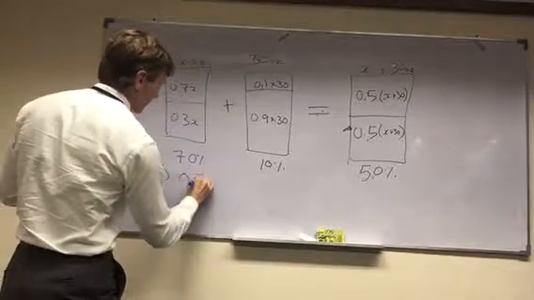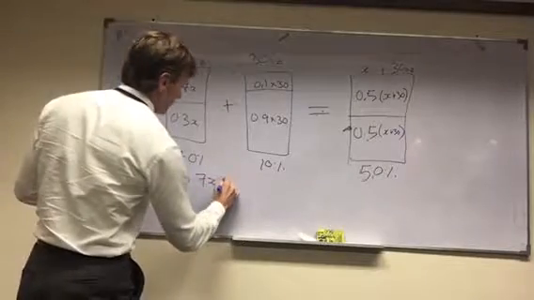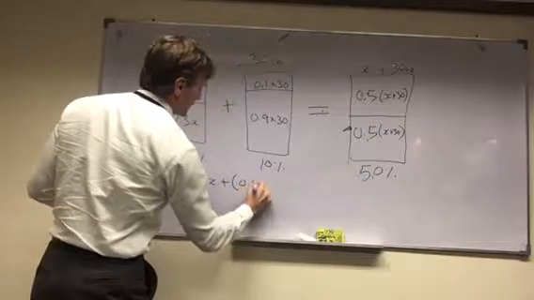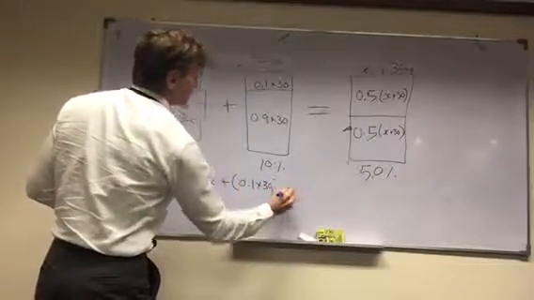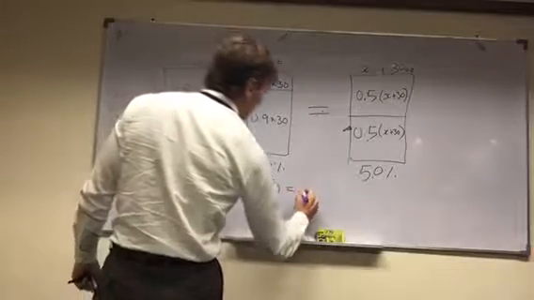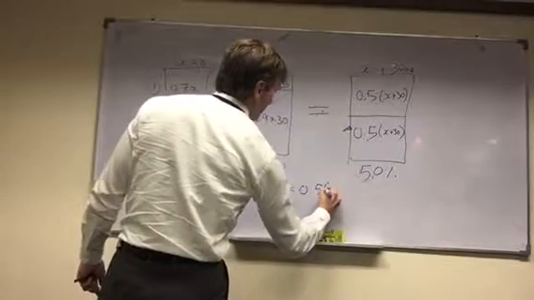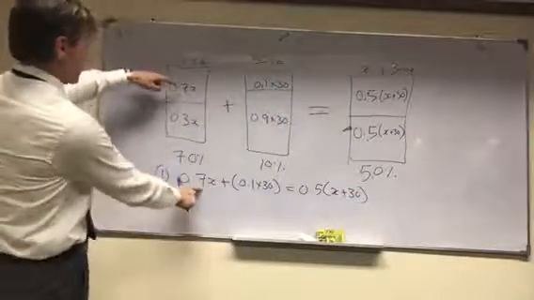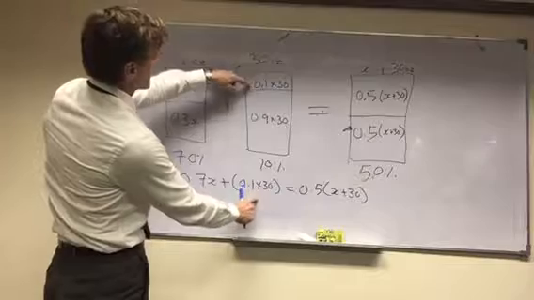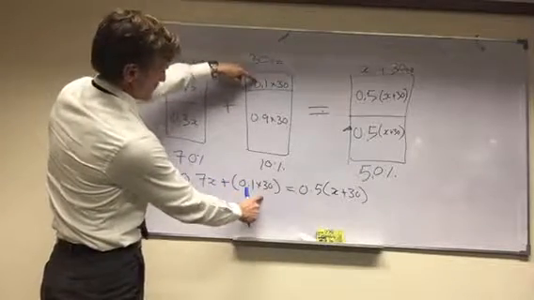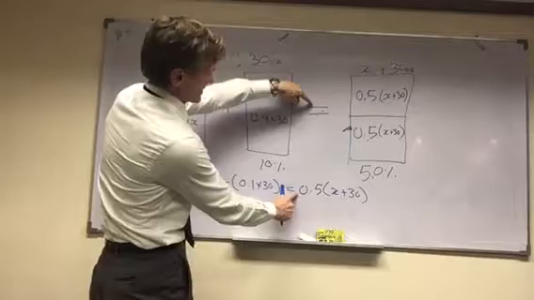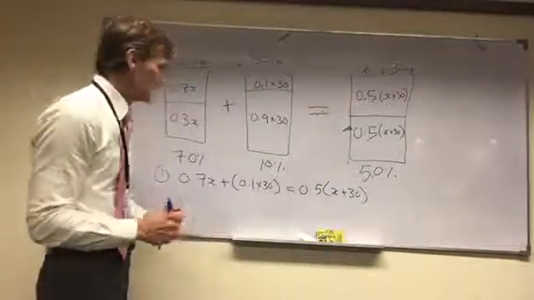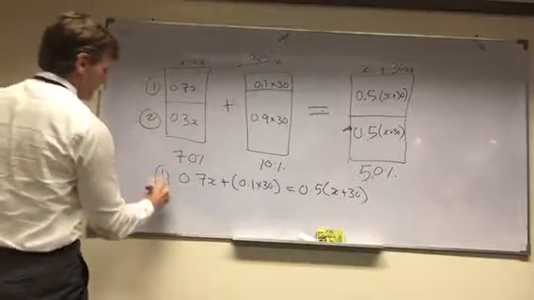You end up with 0.7x plus, and put in parentheses because you have to do the calculation first, 0.1 times 30 equals 0.5x plus 30. Okay, so 0.7x plus, because the plus is there, 0.1 times 30 equals, because the equal is there, 0.5x plus 30. Got that? So that's equation 1. Now we do the same thing for equation 2.